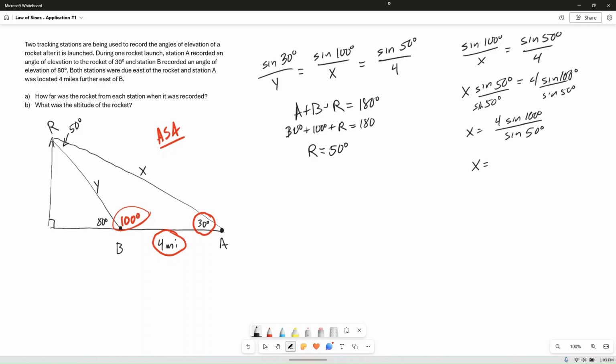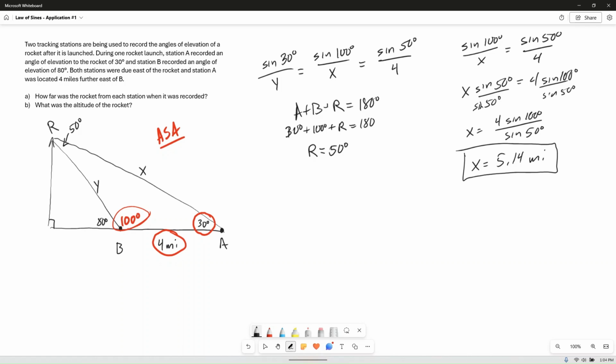And we can compute that on our calculator. We're going to get that X is equal to 5.14 miles. Okay, so that's the distance from the rocket to tracking station A.